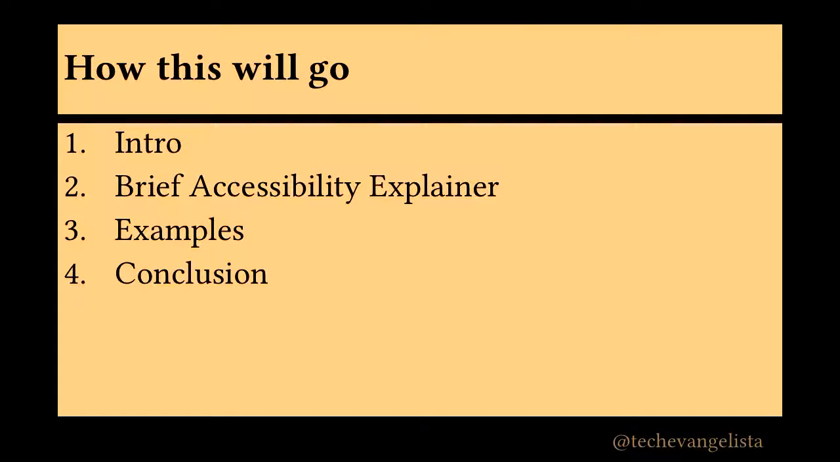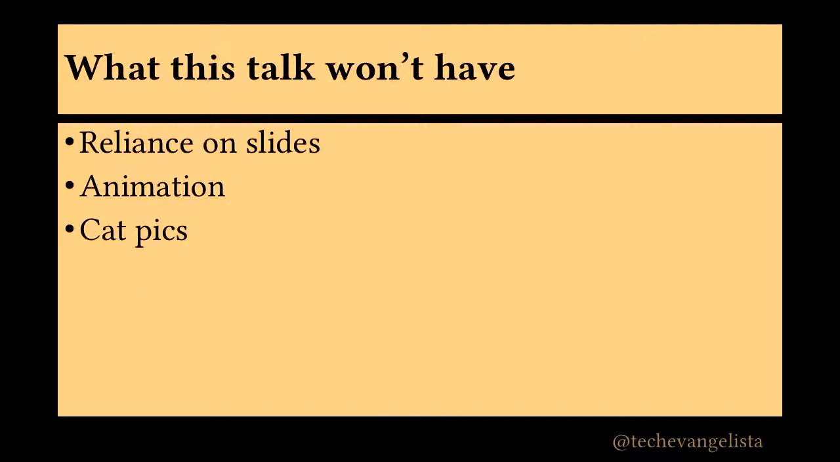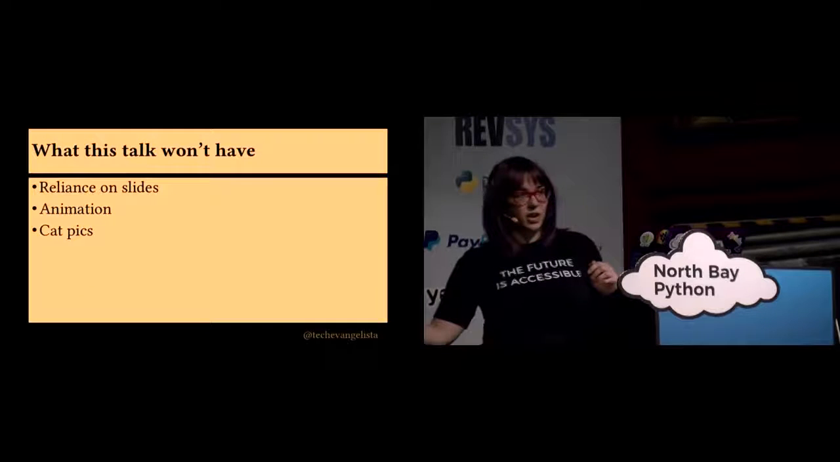I want to just go through what we're going to be doing so you're aware. I'm going to do an intro, just why am I the person telling you about this subject, and we're going to do a brief overview of accessibility and the sorts of people it's affecting, and I'm going to give you some real-life examples of accessibility and bad accessibility on the web. And we're going to conclude with the sorts of things that you might be able to do to improve the accessibility of your products.